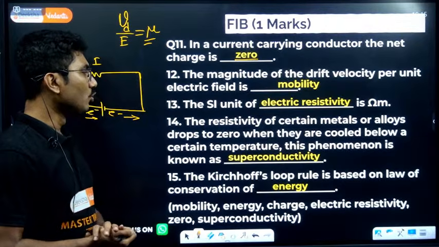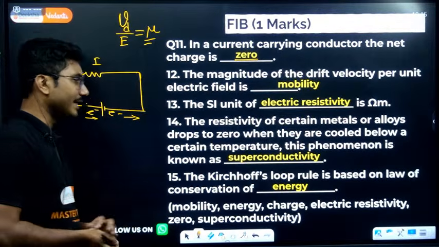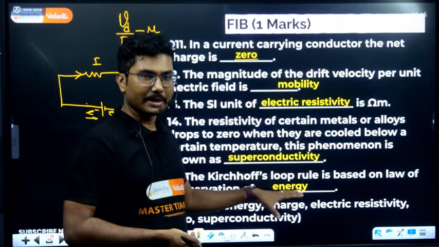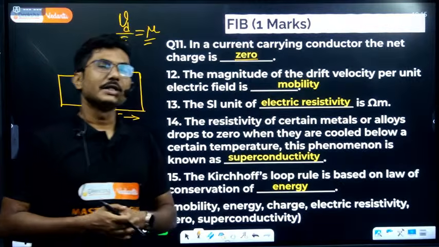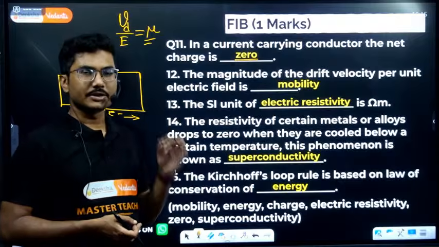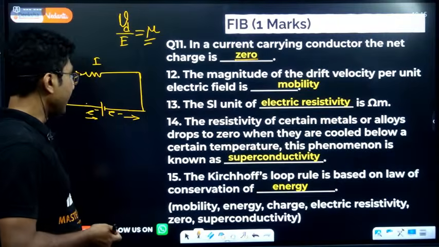Kirchhoff's loop rule is based on the law of conservation of energy. I already explained it. Loop rule is energy. Junction rule is based on the conservation of charges. Now, let's move on.